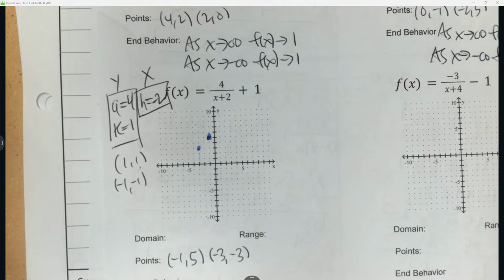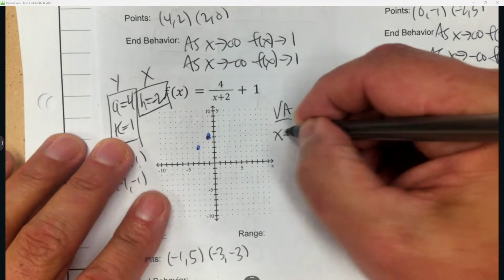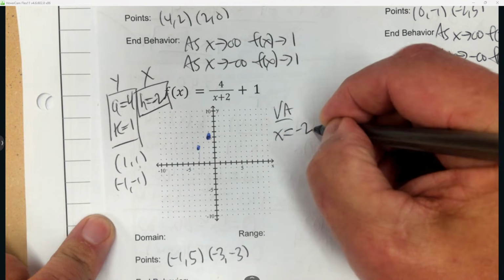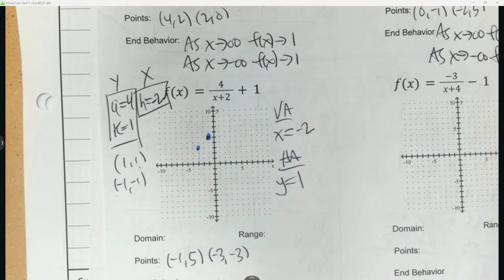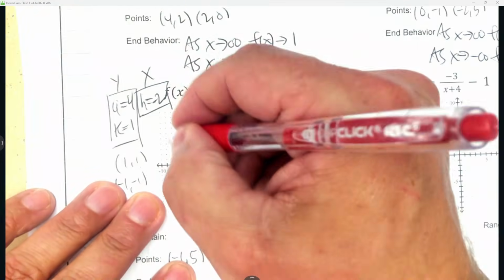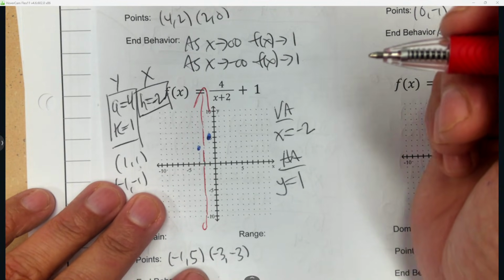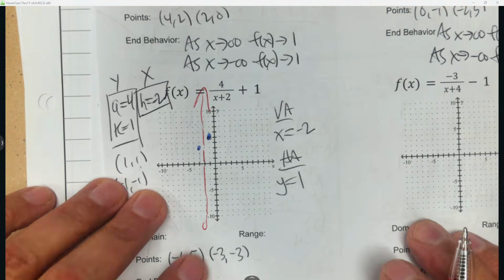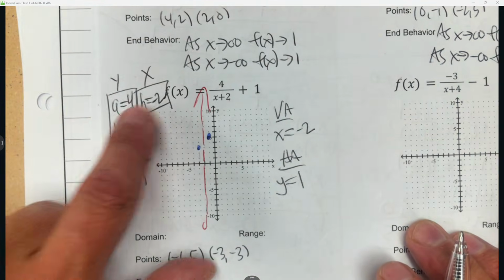We have two lines. The vertical is at x equals h, which is negative 2, and the horizontal is at y equals k, which is 1. So we're going to put that on our graph. So negative 2 and 1. Oh, I made a mistake here somewhere. So where did I make my mistake? 4 and 1 and negative 2.